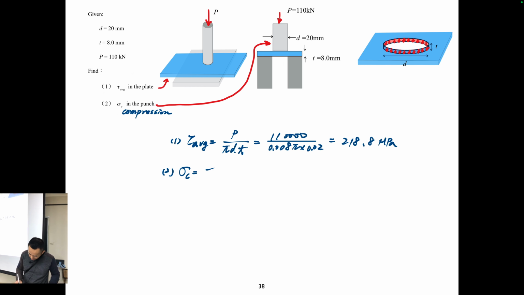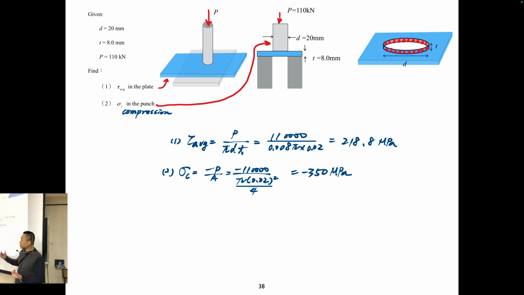And how about the punch, compression on punch, sigma c, right, minus P divided by A because it is compression, right, equal to minus 11000 over pi 0.02 square, equal to minus 350 m pi. Okay, so that's relatively easy, right?